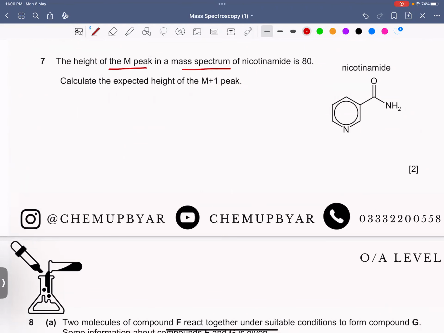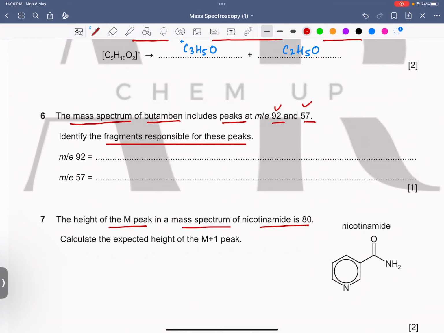Yes, yes. If they didn't inform you about any other element, then you just take carbon and hydrogen. If they have informed you of another element, then you can include that element as well.